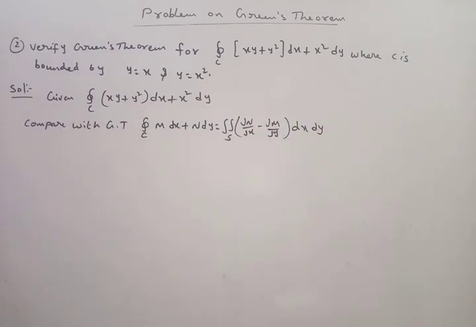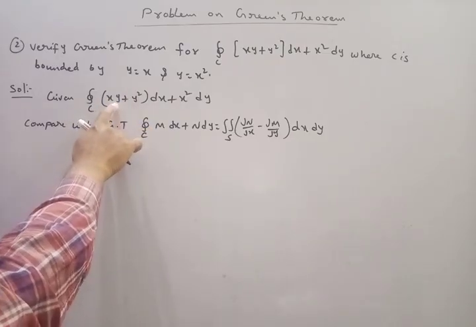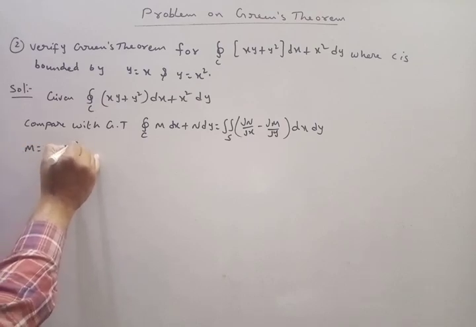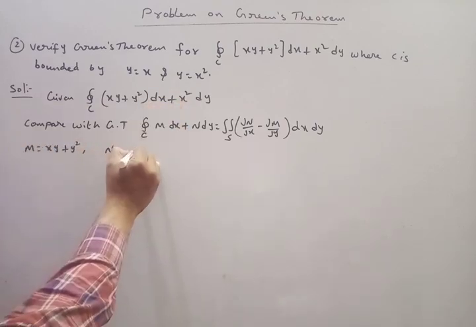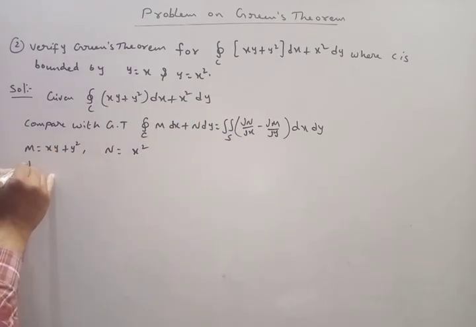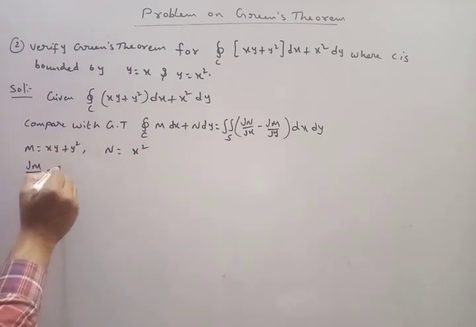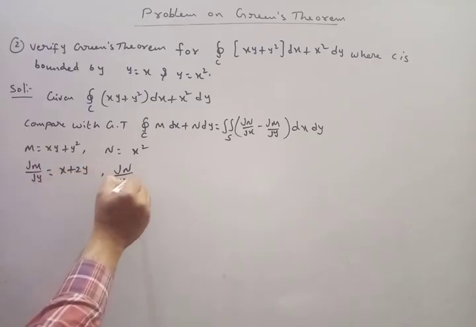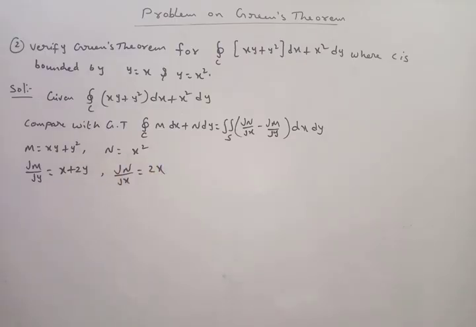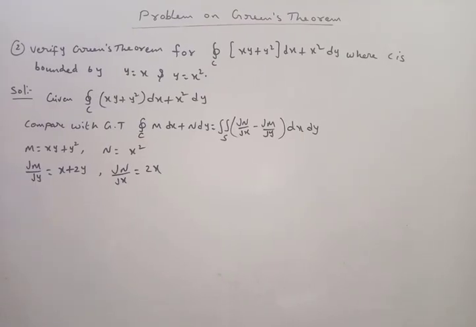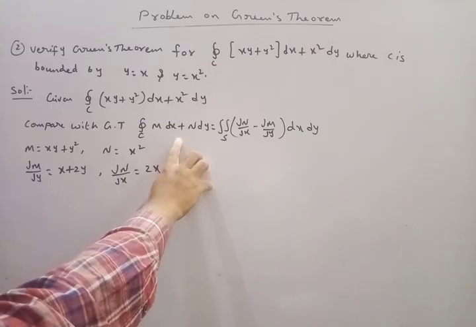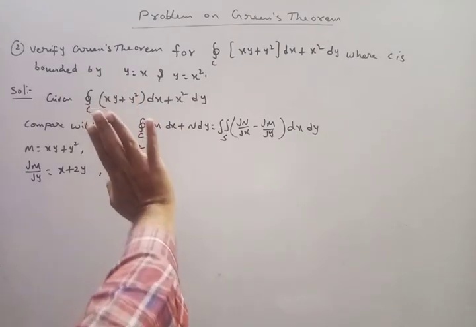So now, if I compare the given with Green's theorem, in place of m we get m is equal to xy plus y square, and n is equal to x square. So we need dou m by dou y: y gives 1, so I get x here, and y square will give you 2y. Then we need dou n by dou x: x square differentiation is 2x, right? So first of all, we compared the given with Green's theorem, and we got the value of m and the value of n, right?